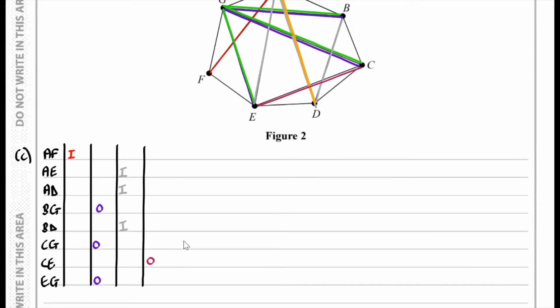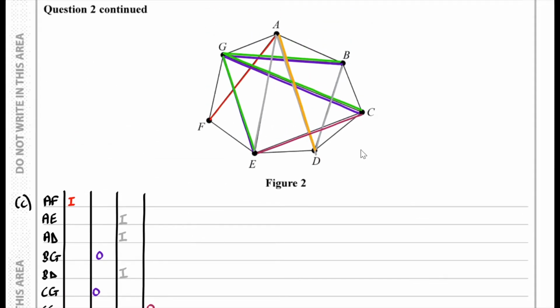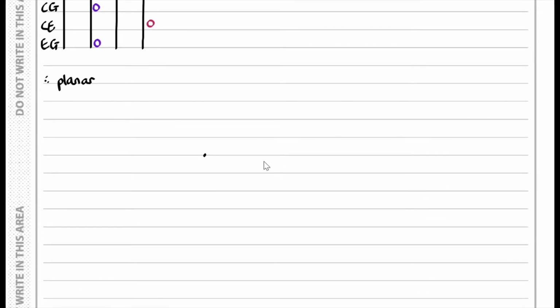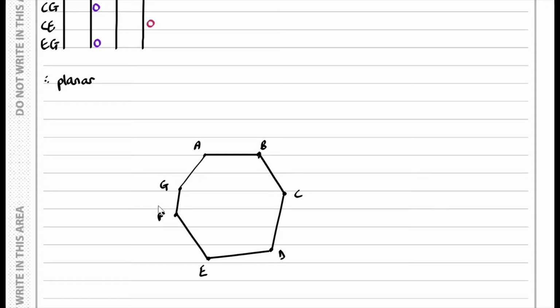And in terms of what this looks like, let's draw out this graph again. So we have A, B, C, D, E, F and G. E, F and G, and then obviously G goes back to A.